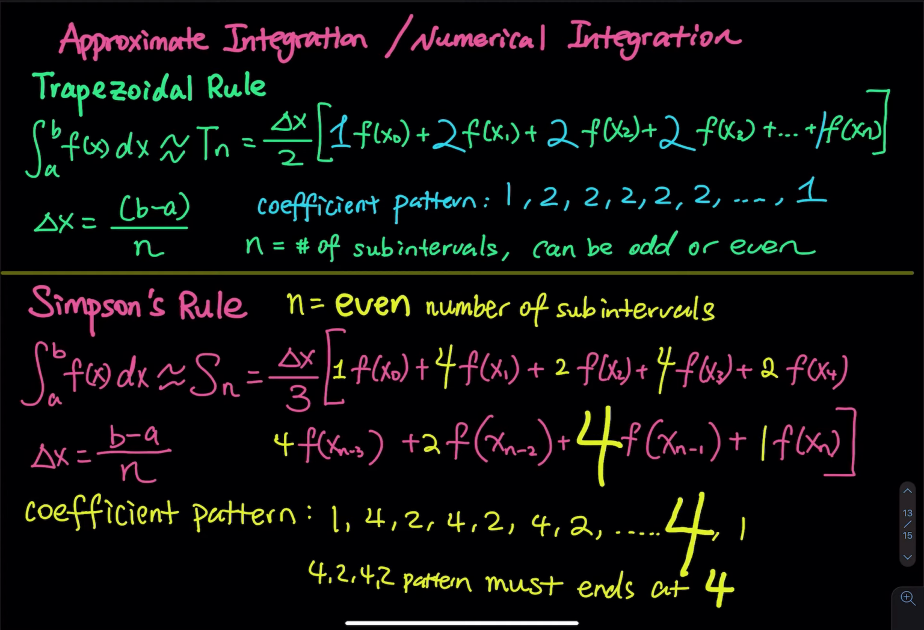If you put the coefficients down, then that will be 4, 2. And then the last one must be a 1. What's the problem? The problem is the pattern must end at 4. So if you go from x0 to x5, then this is what you're thinking.